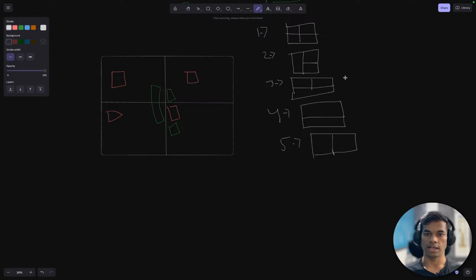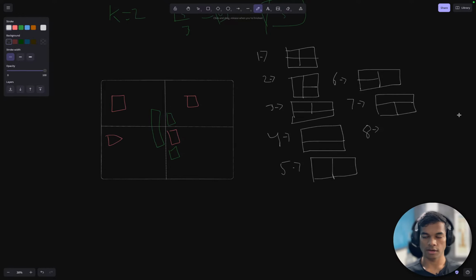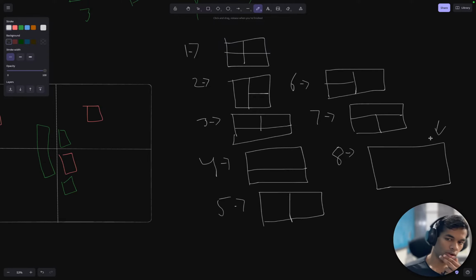And then also there are the mirror images. For this one, the mirror image would be this, and for this one the mirror image would be this. And then the last one, because the solution said that there are 8 possible configurations, yes, this itself would be a possibility. So there are 8 possibilities.